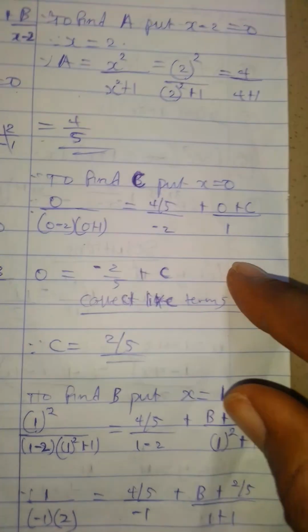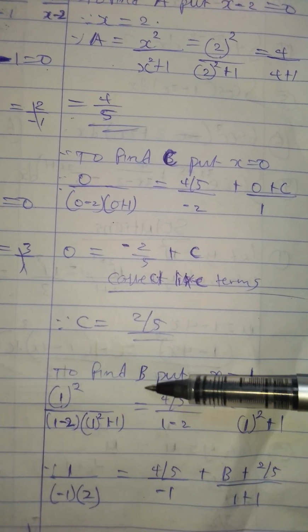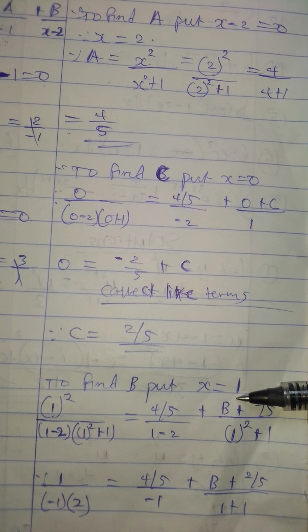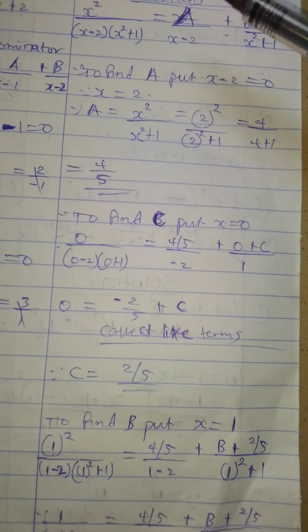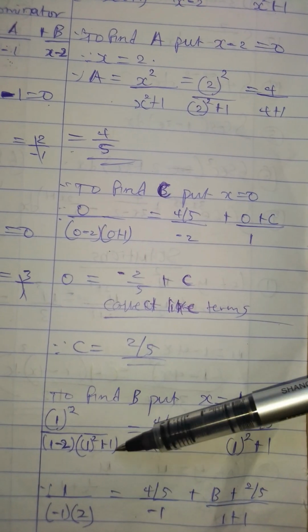2 over 5. Now if c is 2 over 5, to find b, put x equals 1 in this equation. So that becomes what? To find b, put x equals 1.